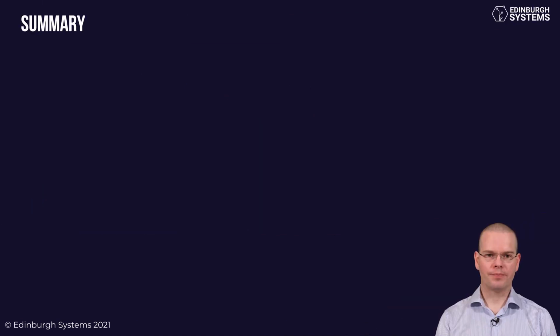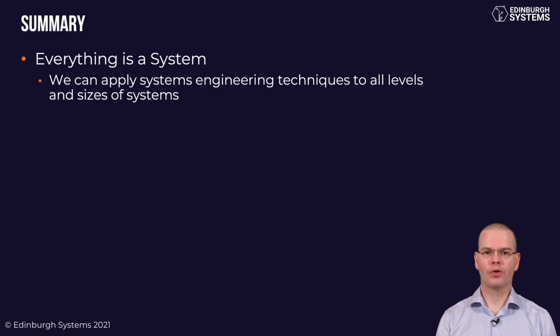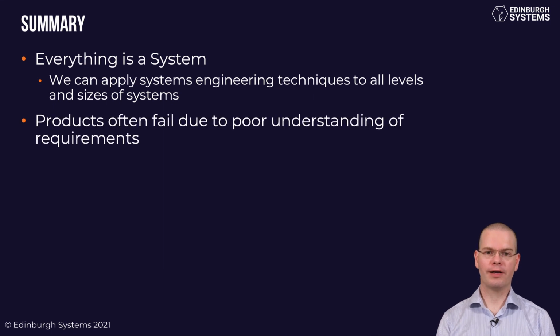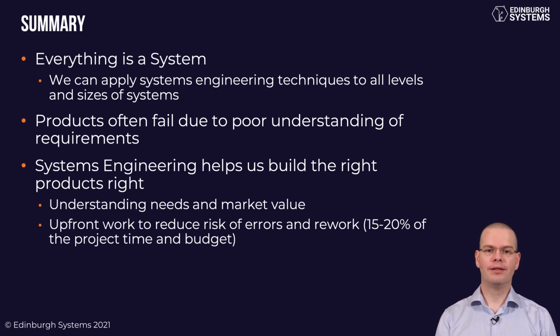So, to summarize, everything's a system. We can apply systems engineering techniques to all levels and all sizes of systems. Products often fail due to the poor understanding of requirements. It's critical to get those requirements right. Systems engineering helps us build the right products right, so that's understanding the needs and market value to build the right products, and the upfront work to reduce the risk of errors and rework, so 15 to 20% of your time and budget to make sure you're building that product right.